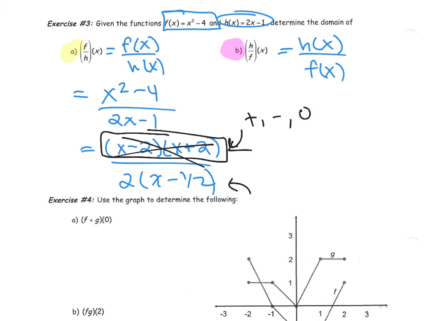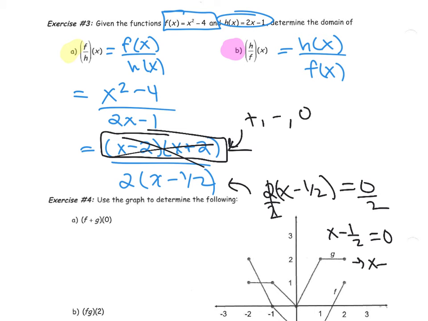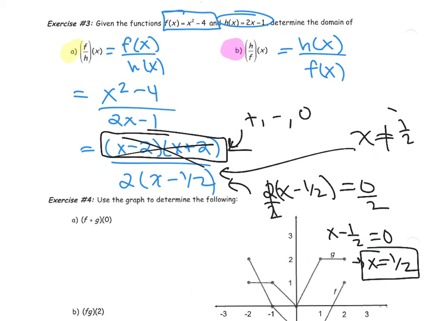We do need to concern ourselves with the denominator. The denominator cannot be what? Let's set this denominator equal to 0. I'll divide by 2 on both sides. Now I have x minus 1/2 equals 0. So x equaling a half will make this undefined. In this denominator, x cannot equal 1/2, because we would have 2 times 0, and that's no good. So our domain is all real numbers except for 1/2.